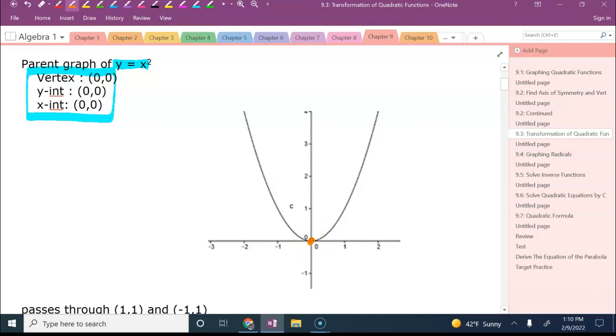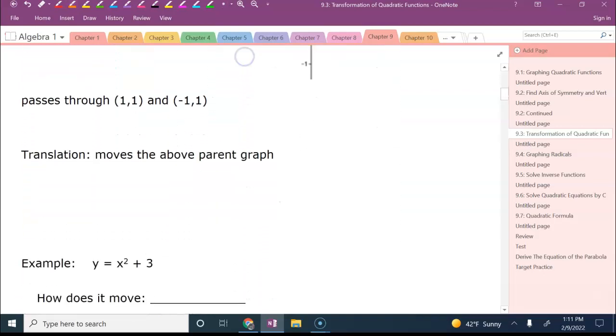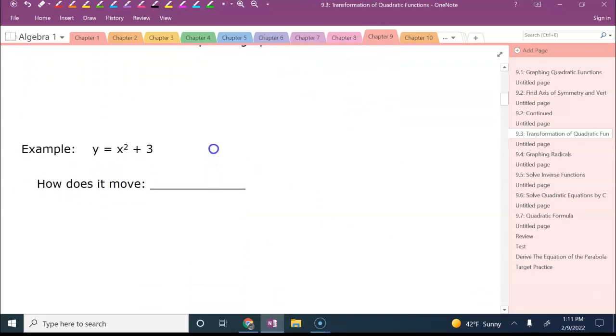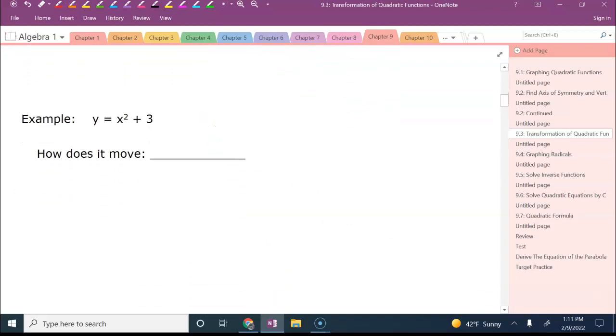Some other key things: around that vertex point, you'll have reflected points. So if you go over 1, you're up 1. If you go over 2, you're up here at 4. And the same points are going to be translated over on this side of the graph as well. So those are some key points that you can look for when you're grabbing the points to move when you start doing your translations. So a translation moves the parent graph, and I want to talk about this example with you first. So we have y equals x squared plus 3.